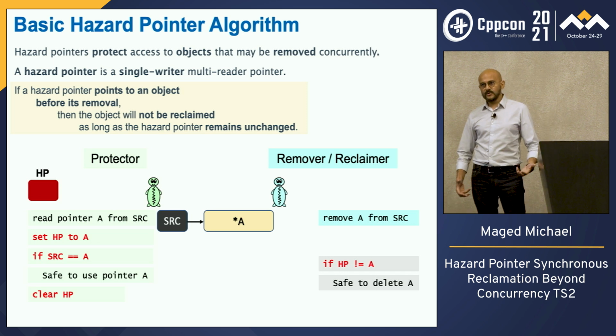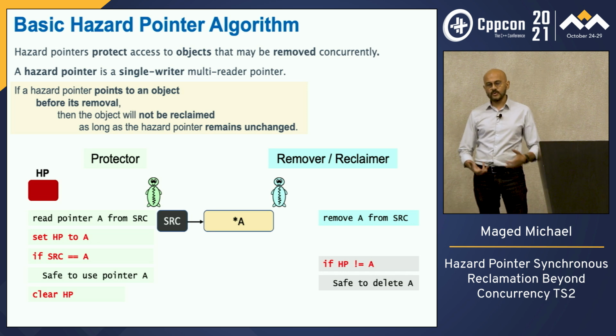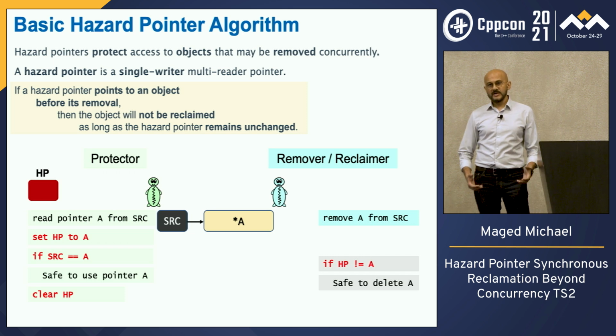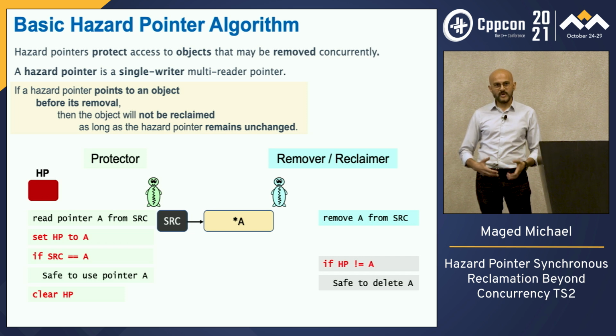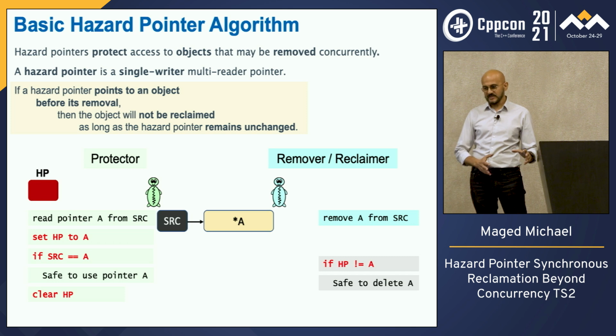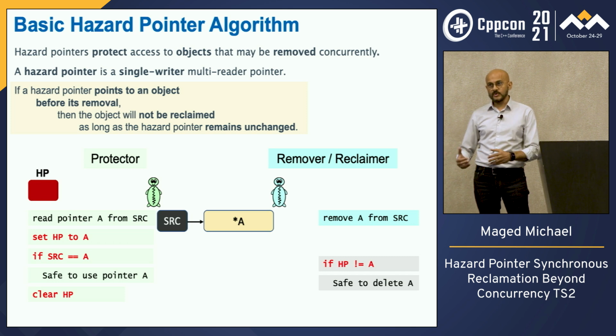Basically, one thread owns a hazard pointer and communicates through it to other threads that may remove the object that it wants to protect concurrently while the thread wants to access it. The protocol between the threads is quite simple. You can see here a thread who wants to protect an object and another thread that wants to remove it and reclaim it.